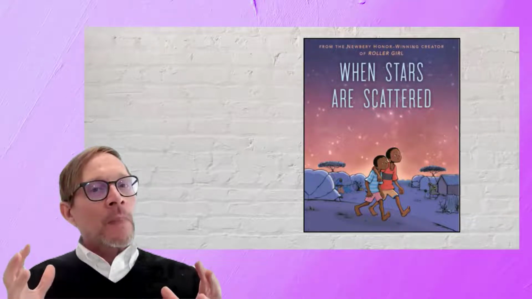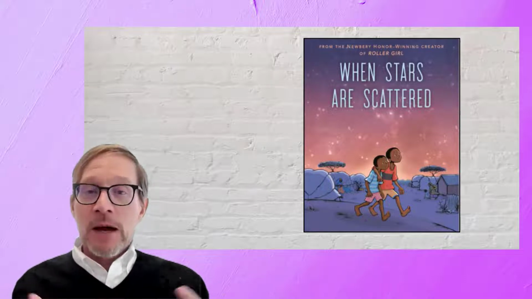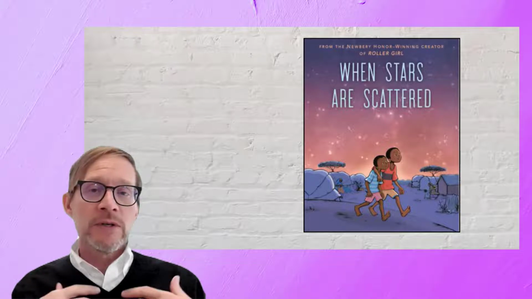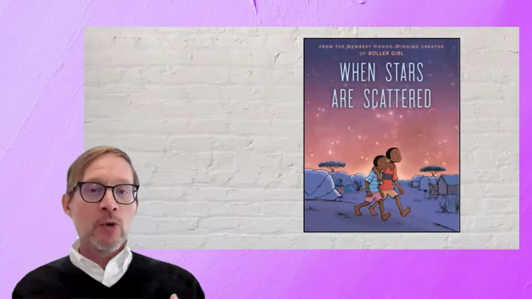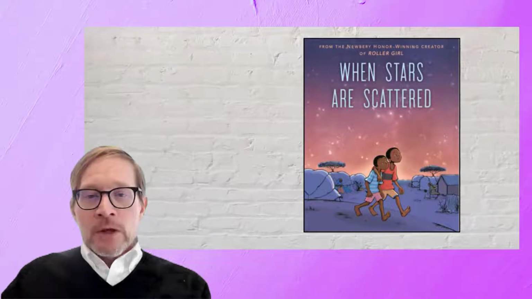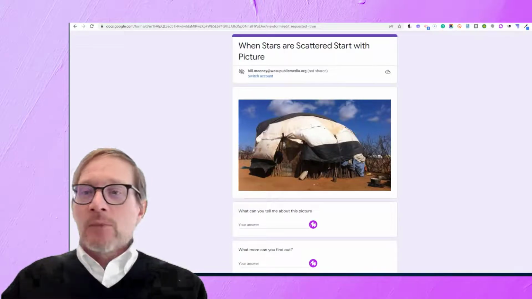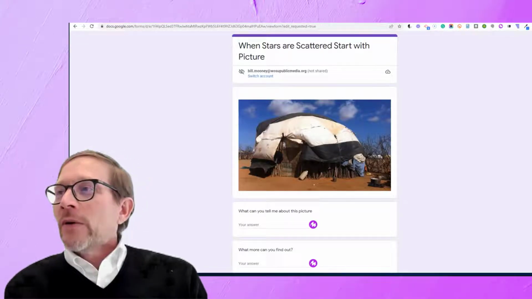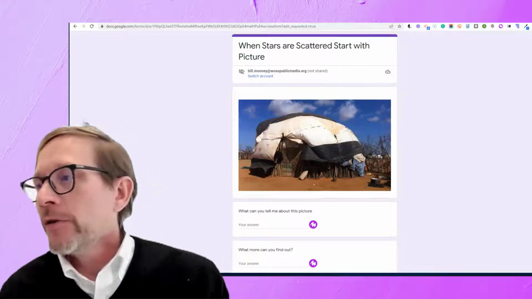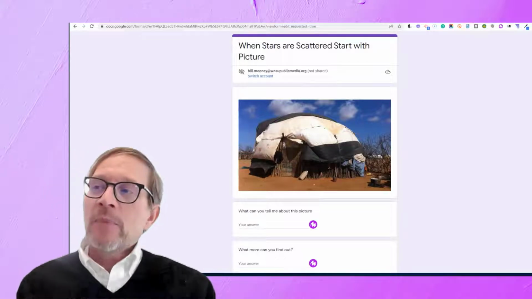So what I did was I went to the web, and there was lots of information about this refugee camp in Kenya. There were lots of news stories and lots of images. So I just pulled some images, and let me show you an example. In this example, I've got When Stars Are Scattered. I grabbed an image of the structures that they have in this refugee camp. And so I have a picture here.